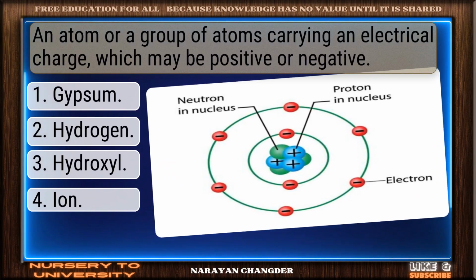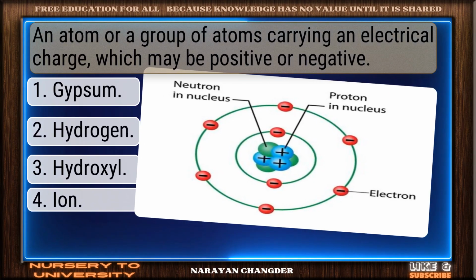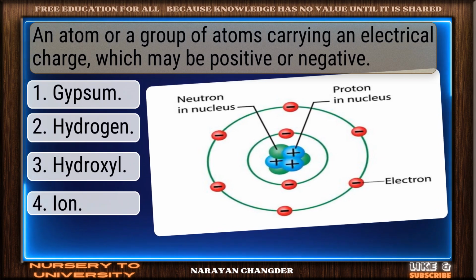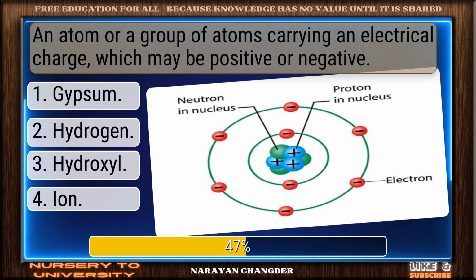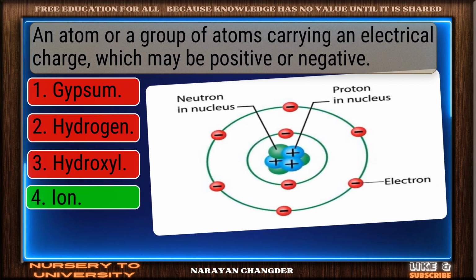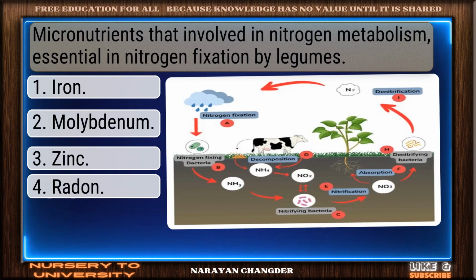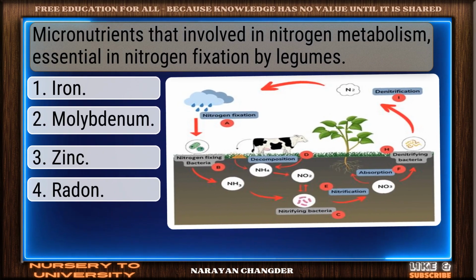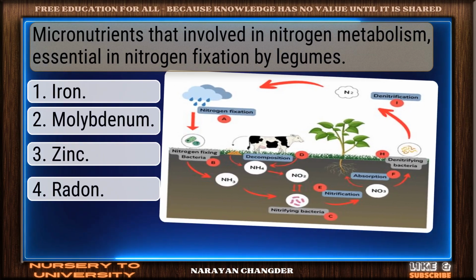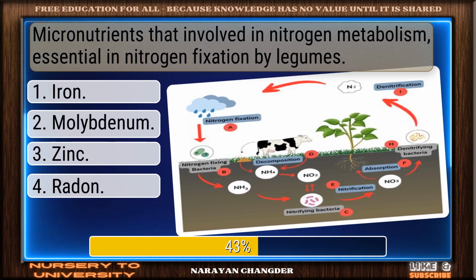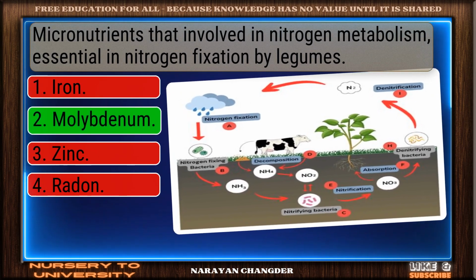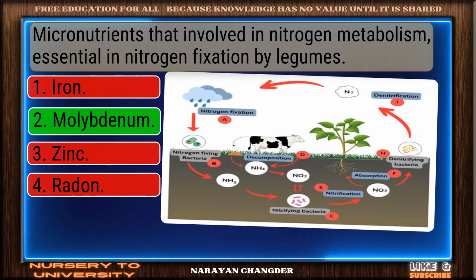An atom or a group of atoms carrying an electrical charge, which may be positive or negative. You're right. Ion is the correct answer. Micronutrients that are involved in nitrogen metabolism, essential in nitrogen fixation by legumes. Great job. Molybdenum is the accurate answer.